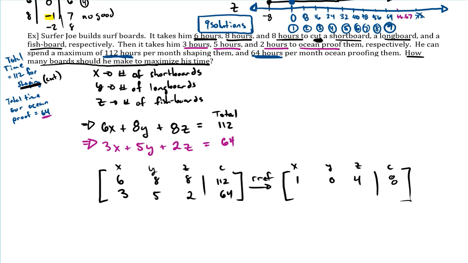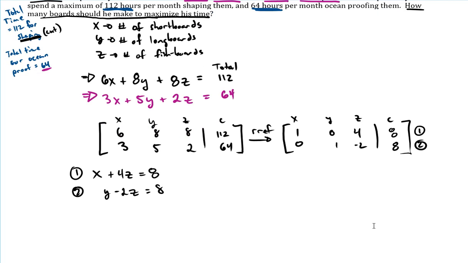And then 0, 1, -2, and also 8. Okay, and then at this point, this is where we'd want to convert them into their equations again. Let's number them 1 and 2. So for number 1, the equation becomes 1x plus 0y, so I don't need to write 0y, but then I do have 4z would equal 8. And then the second equation, 0x, I don't need to write that, but we could write y, and then minus 2z equals 8. So there's the 2 equations.